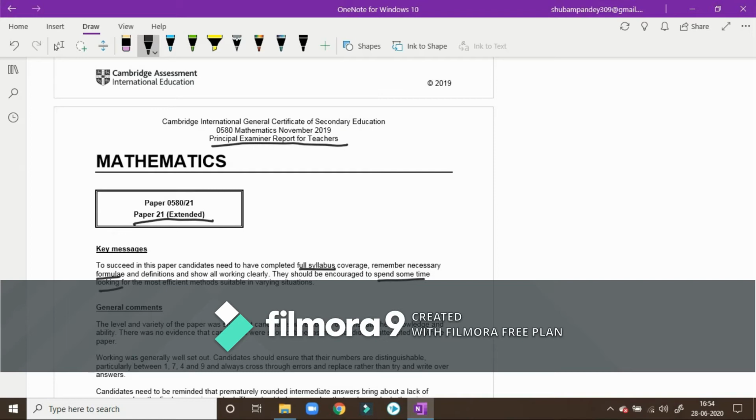You have a limited amount of space, so you need to look out for what is the best method in which I can solve a particular question. General comments: the examiner has said a lot of students had written numbers which teachers couldn't understand. See, if you write hastily, this is my 1, but I can make it look like 7. Now, what is this, a 1 or a 7?